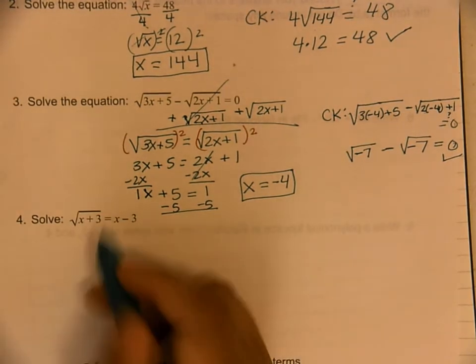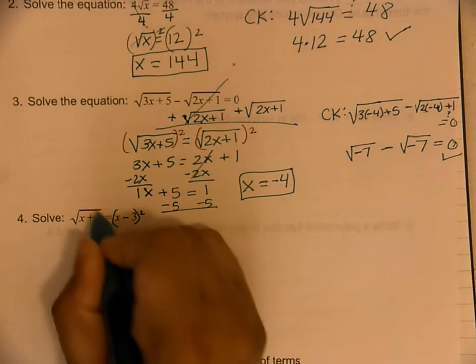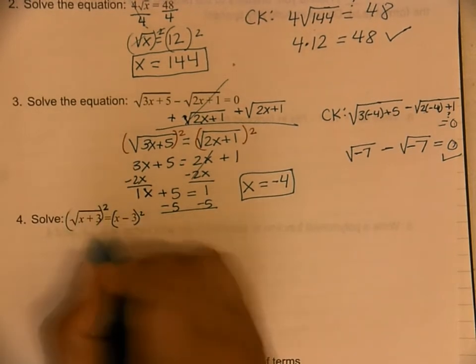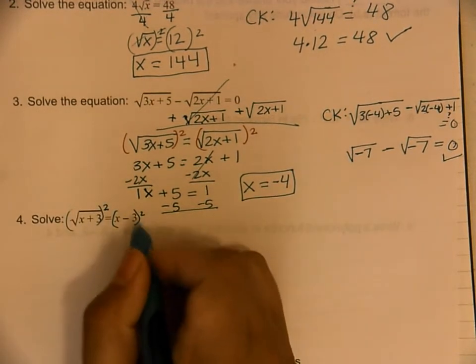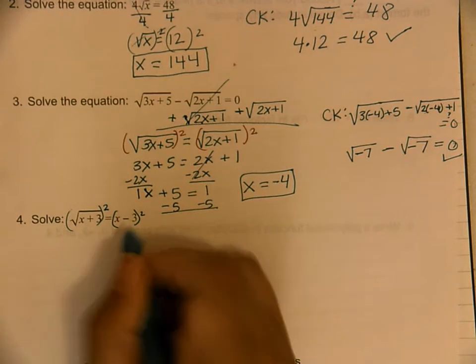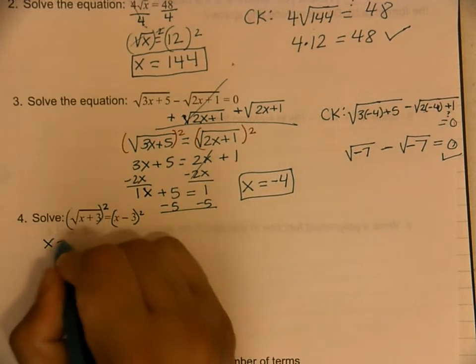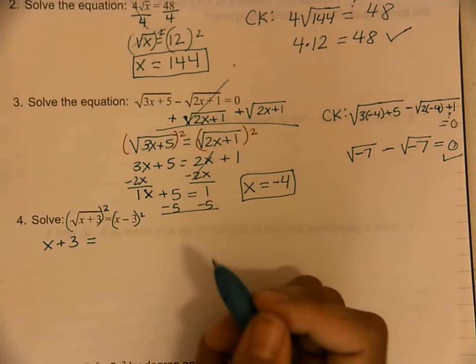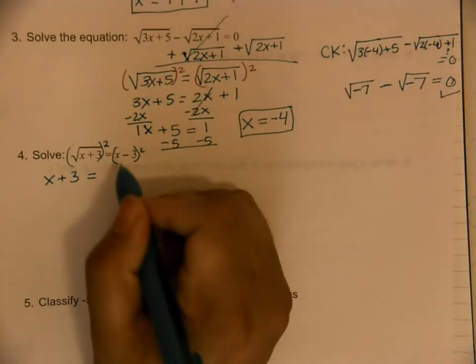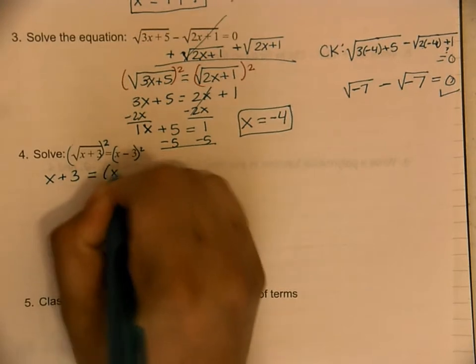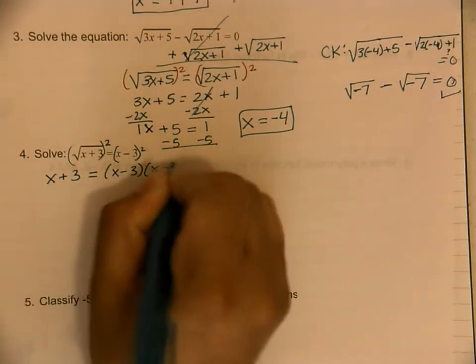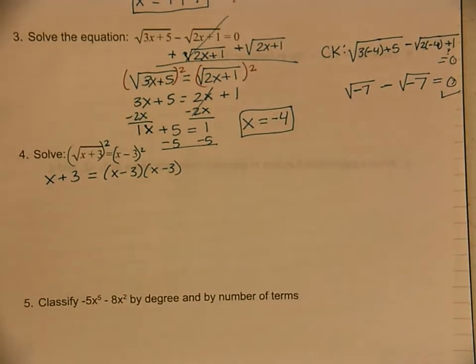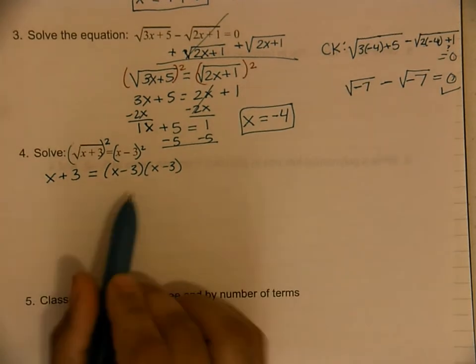Number 4, we're going to start by squaring both sides again, but this time we only have one radical on one side, and then the other one is not just a number, it's got an x with it. So the first thing we know is that the left side, you get rid of that radical, so it's just x plus 3. But the right hand side, you have to write this out as x minus 3 times x minus 3, because now I need to FOIL it or use box method to simplify.